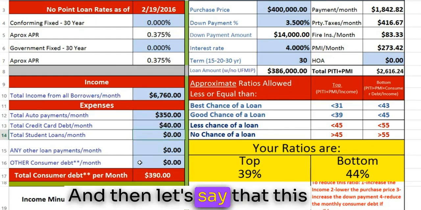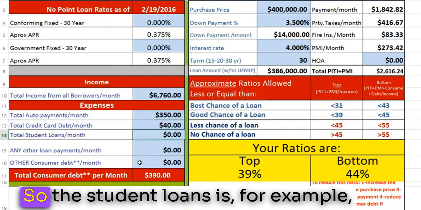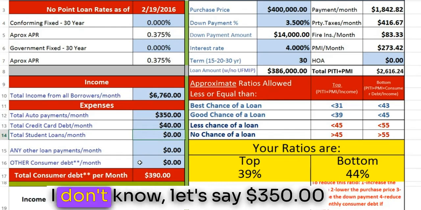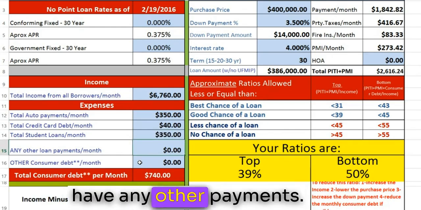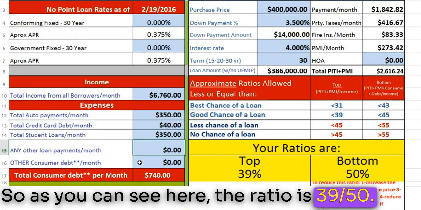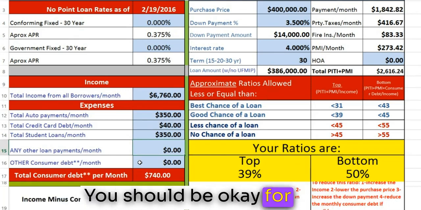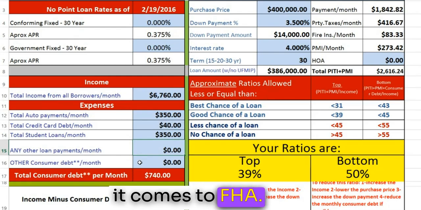And then let's say that this person has student loans. So the student loans is, for example, let's say $350 a month or something like that. And this person doesn't have any other payments. So as you can see here, the ratio is 39.50. You should be okay for financing when it comes to FHA.